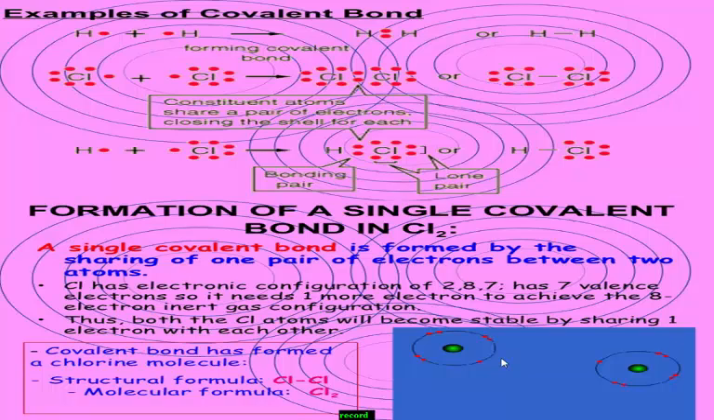Thus both the Cl atoms will become stable by sharing 1 electron with each other. Covalent bond has formed a chlorine molecule. Structural formula Cl, single bond Cl, molecular formula Cl2.